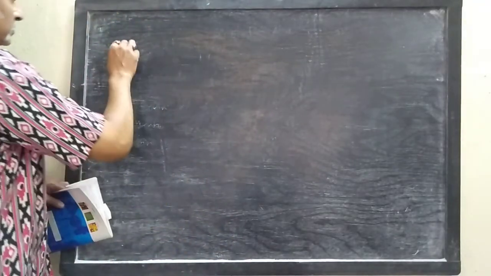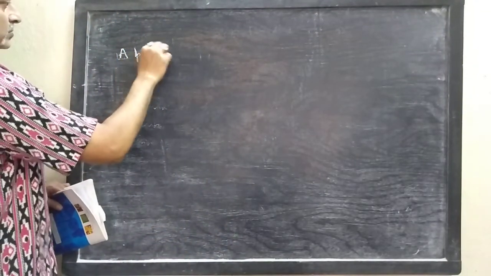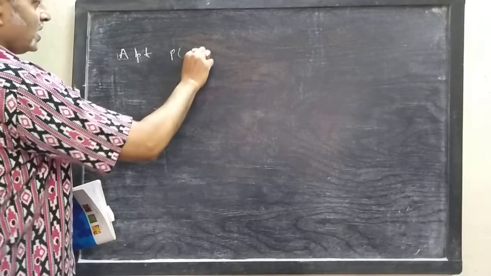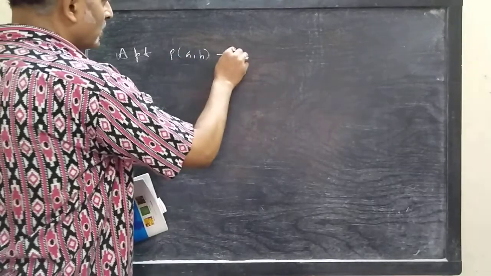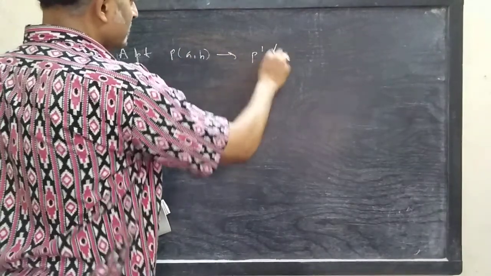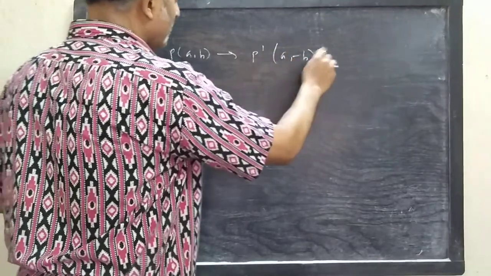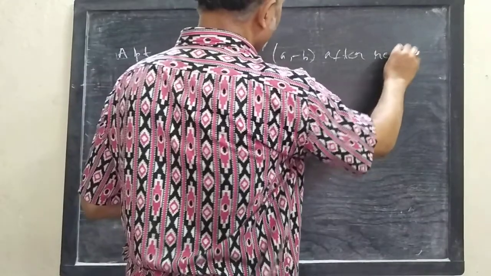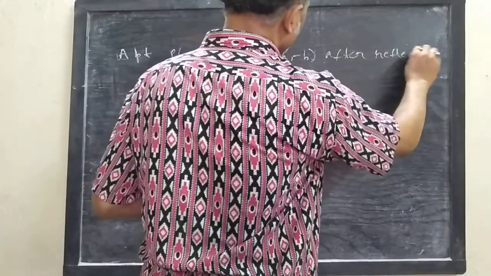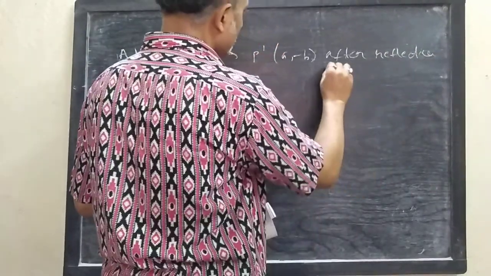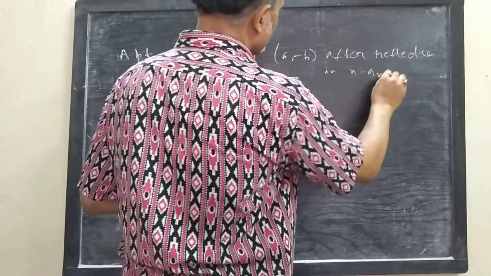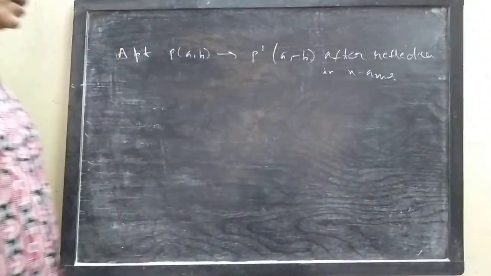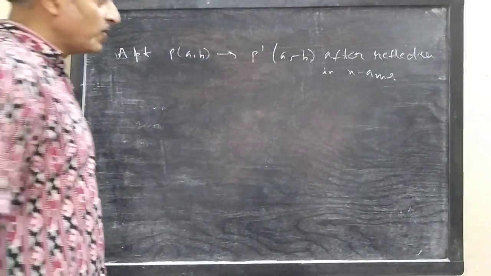You can write in general in this way: a point P(a, b) goes to P dash (a, minus b) after reflection in the x-axis. Right? Next, reflection in the y-axis.